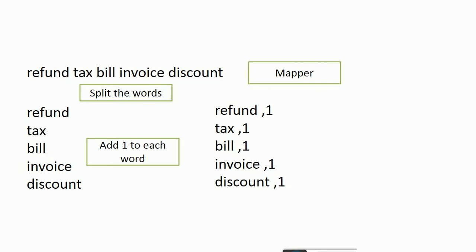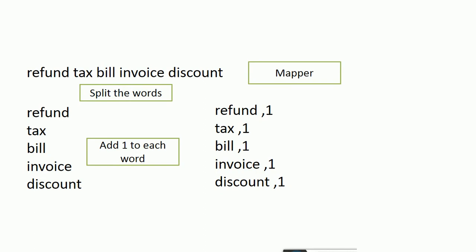Now basically the output is again in the form of key value pairs. The key is refund and 1 is the value, tax is the key and 1 is the value. So your word is your key and that 1 is your value. It is up to the developer which key we need to generate and what the value can be.